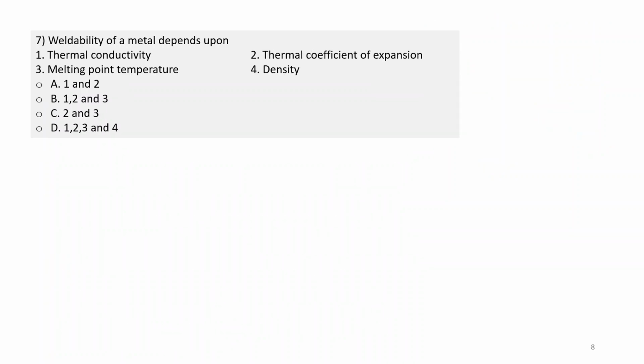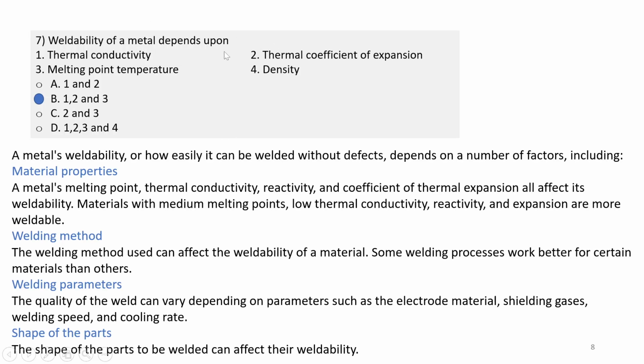Next question: weldability of a metal depends upon. Your options are thermal conductivity, thermal coefficient of expansion, melting point, density, and melting point temperature and density. So the correct answer will be 1, 2, 3, because density doesn't affect the weldability of metal. Weldability can be defined as how easily material can be welded without defects. The factors are material properties, welding method, welding parameters and shape of parts. So the geometry of the weld can also affect weldability.